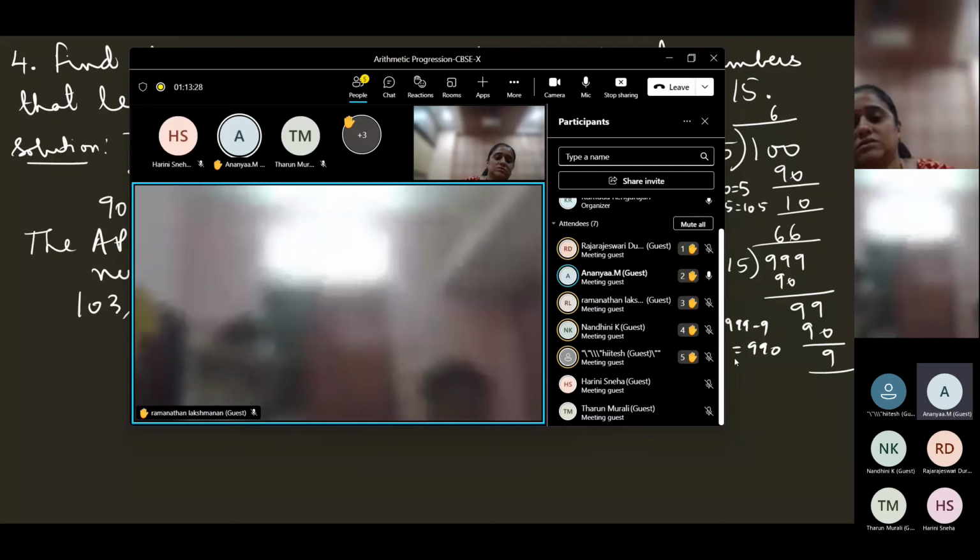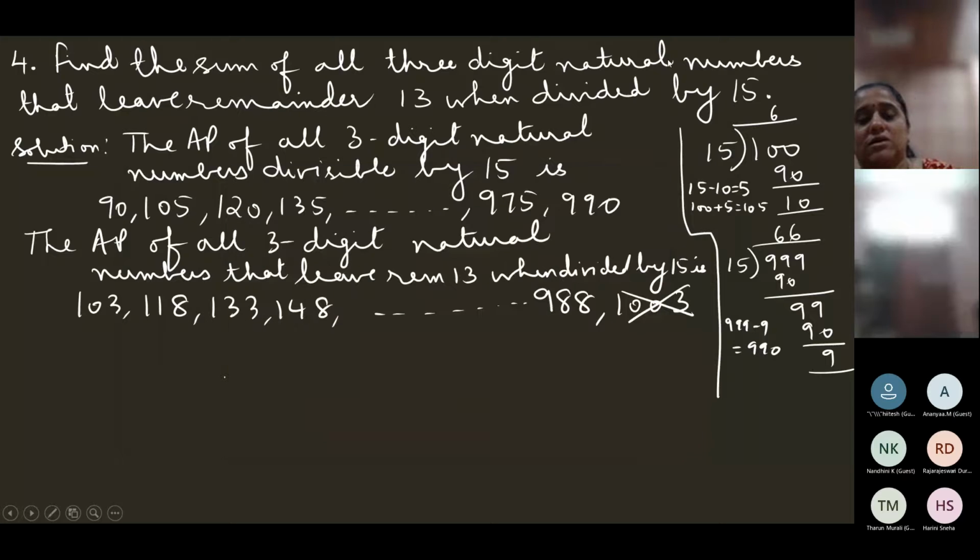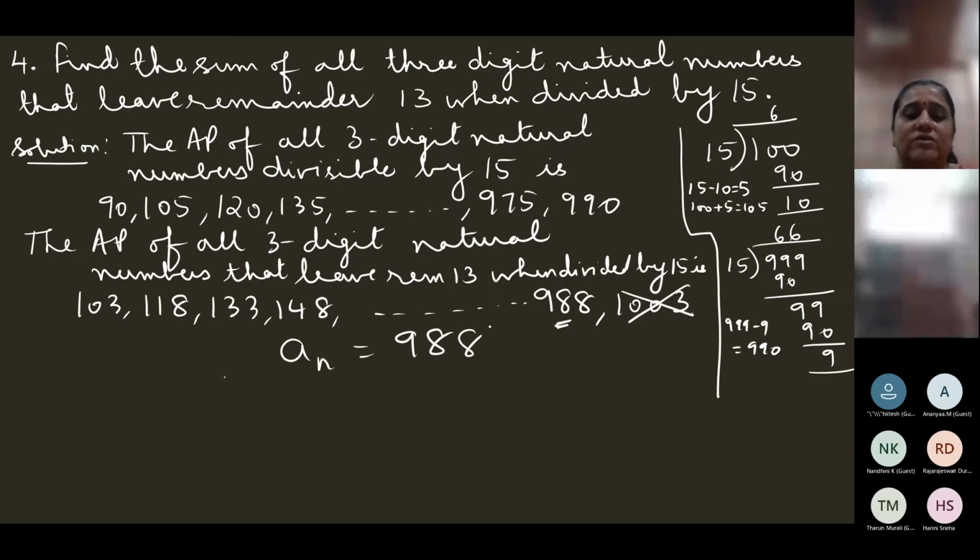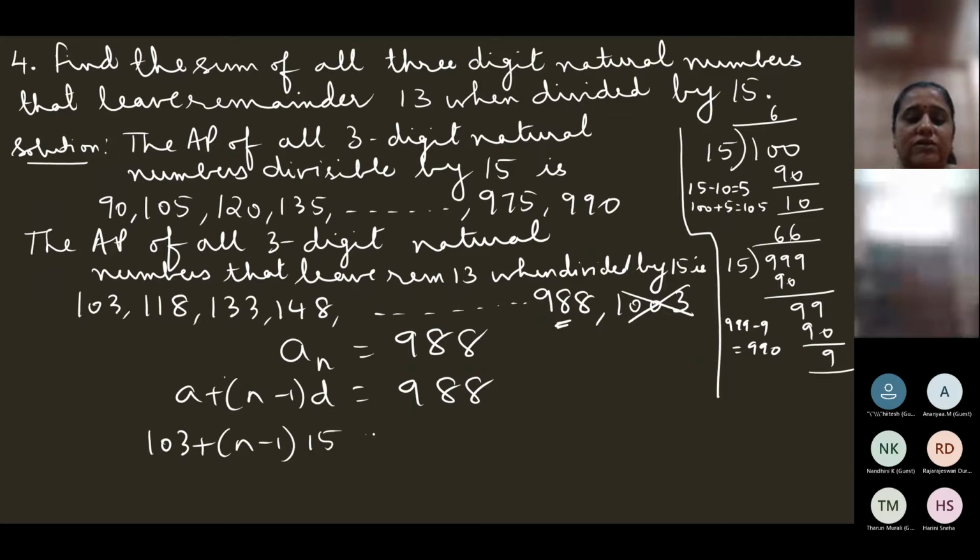Hitesh? The formula an equals a plus n minus 1 into d. No, my question is which number here will help you to find the value of n? 103 and 988. Okay, 103 is fine, but 988, the last number. So what is the equation you should write to find n? a plus n minus 1 d equal to 988. an is equal to 988, or a plus n minus 1 into d is equal to 988. So 103 plus n minus 1 into d, 15, is equal to 988.